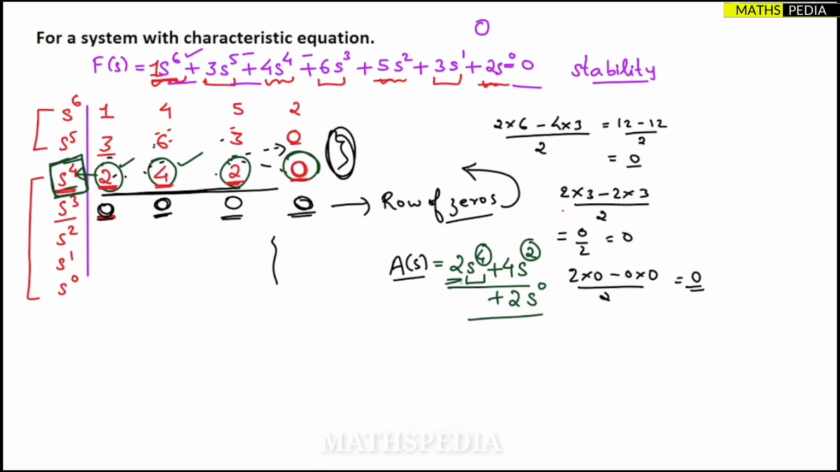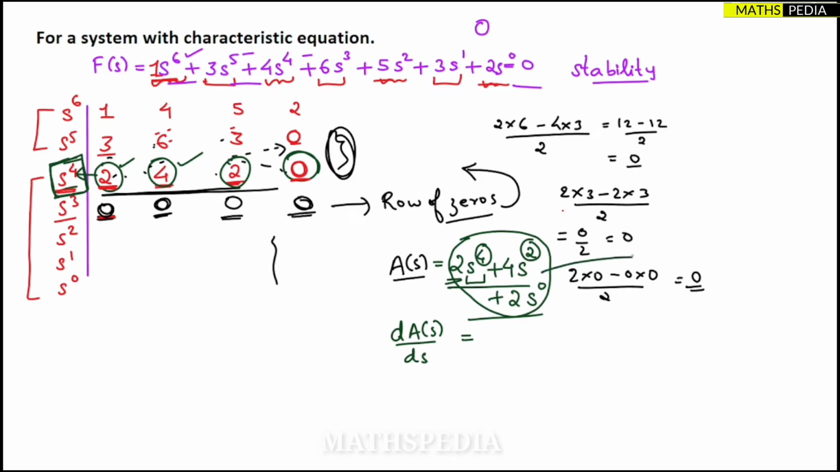Now next thing is that we have to differentiate this auxiliary equation. Differentiating the auxiliary equation is important. So that becomes, with respect to s we are differentiating. Before that you can do one more thing: in this equation we have 2 as common. Okay, so take out that 2 and cancel it out.